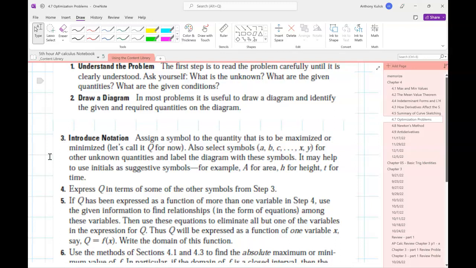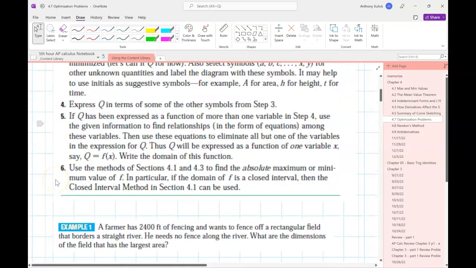And it says, as the nod to the century, consider using suggestive symbols like capital A for area or lowercase h for height. Would never have thought of doing that. Yeah, right. Step 4 would be to express Q in terms of some of the other symbols from step 3.